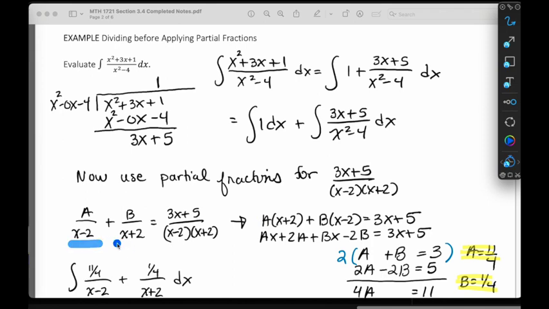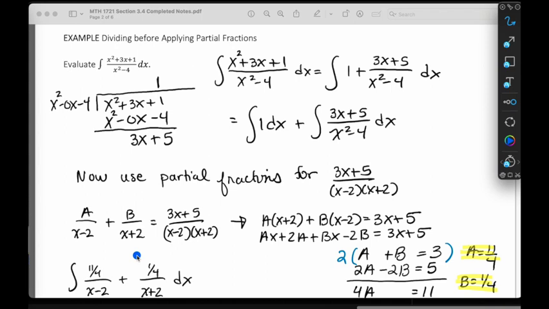So this means since they don't repeat and I have two factors, I'm going to have two fractions when I split it up. So in the denominator of the first fraction, I'm going to put x minus 2. And in the denominator of the second fraction, I'm going to put x plus 2. And then in the numerators, I'm going to put in my a and b, and that's what we're trying to solve for so that we know how to break this up.